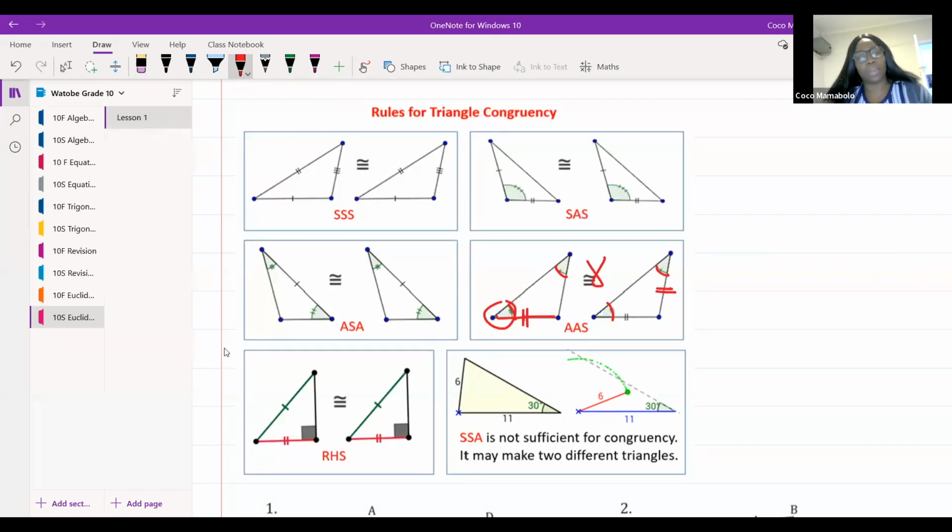So I need the same angle attached to the same side. Okay, I hope you guys are taking notes. I'm going to give you guys a chance to take a screenshot. You're going to need it in just a minute.